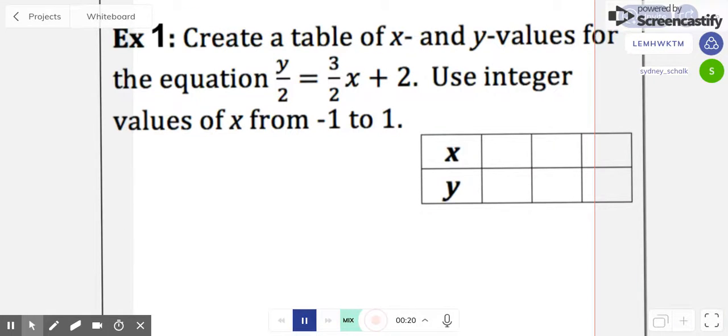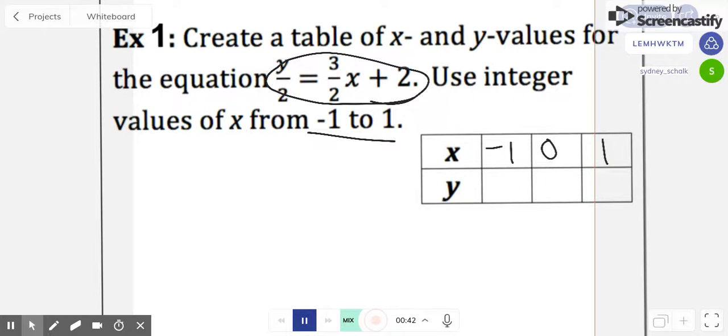Example 1 asks us to create a table of x and y values for the equation y over 2 equals 3 halves x plus 2. We're going to use integer values for x from -1 to 1. So we have -1, 0, and 1. We're going to plug each of those x values into our equation and see what our y value equals.